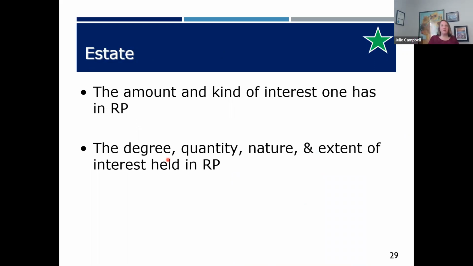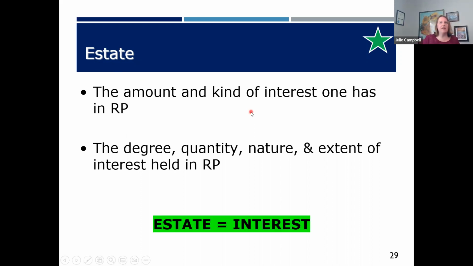We got two different types of estates that we look at in this class. So we're going to talk about one now. When we talk about an estate, we're just referring to the amount and kind of interest that an individual has in real property. What's your interest? What type, what kind of interest is it? How much interest do you have? When we're talking about estates, we're referring to the degree, the quantity, the nature, the extent of the interest. If you haven't heard me, when we're talking about an estate, we're talking about an individual's interest in the property. What kind of interest? What's the nature? What's the degree?